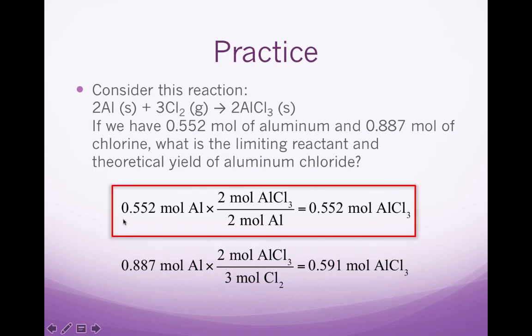So that means this is my limiting reactant. It just so happens that my reactant present in the lowest amount is my limiting reactant, but again, it's not always the way it is. If that's how it is, it's just coincidence. So again, aluminum is my limiting reactant, because I'll make less aluminum chloride from this amount of aluminum than this amount of chlorine.